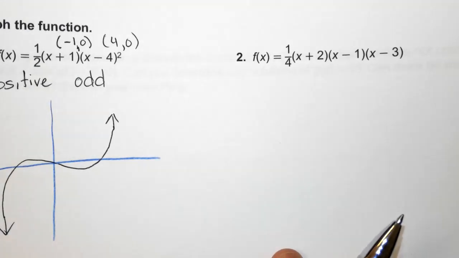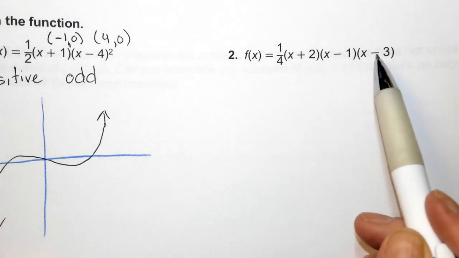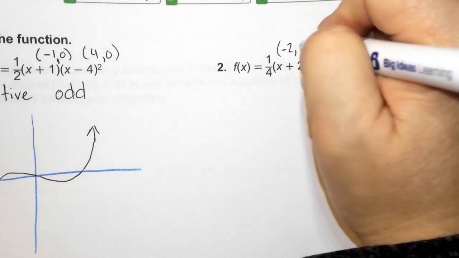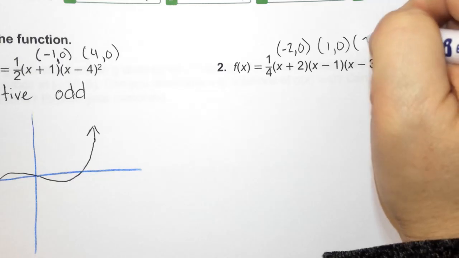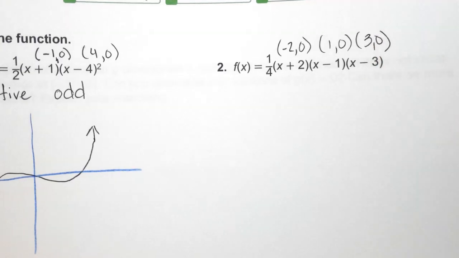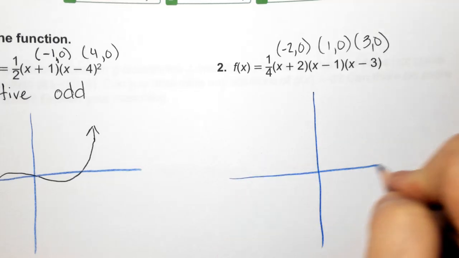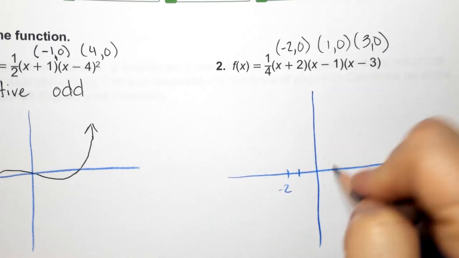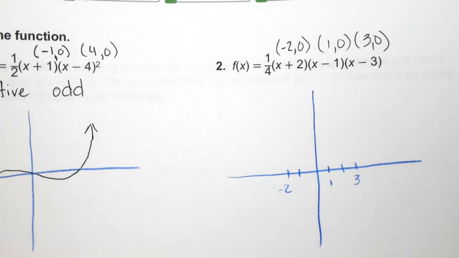All right, looking at the next one. We have 1, 2, 3, but these are all x-intercepts. So we're going to have the x-intercepts (-2, 0), (1, 0), and (3, 0). So those are all x-intercepts on our graph. Right, so you could roughly sketch a graph just knowing this information. So say that's -2, this is 1, it's 3.